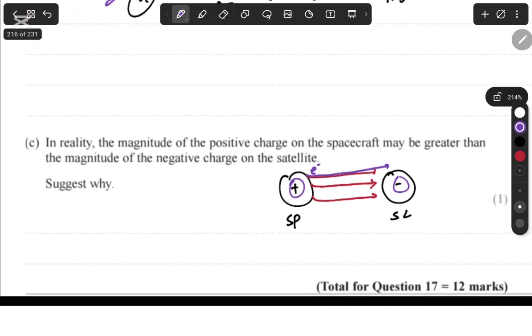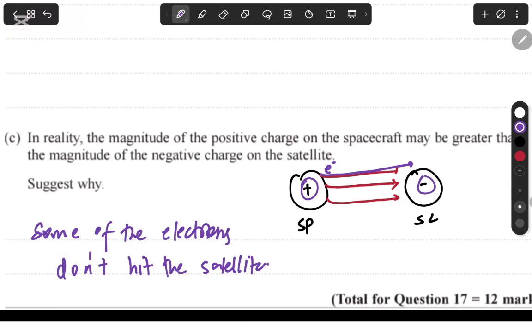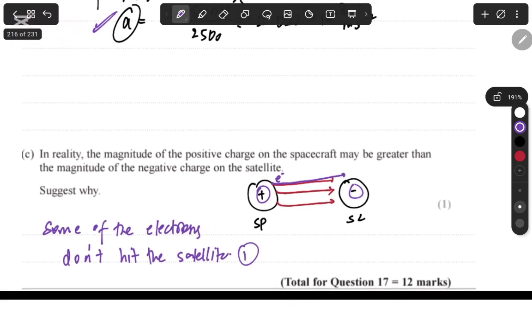Okay, I hope you got that. So the answer to this will basically be that some of the electrons don't hit the satellite. So that's going to get you that 1 mark. Now there are a lot more answers to this that you can check out, a lot of things that the examiner accepts. For that, I'm going to show you now the examiner report and the mark scheme.